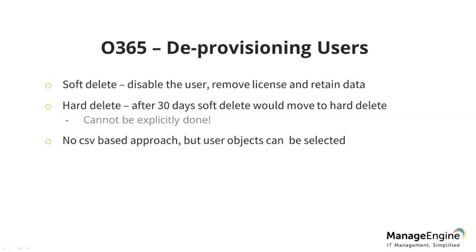So use case again for us. With that being said, there's no CSV based approach, but user objects can be selected. Let's just jump back again. You could go ahead and check this Office 365 deprovisioning, the soft delete and the hard delete, but the hard delete cannot be explicitly done.